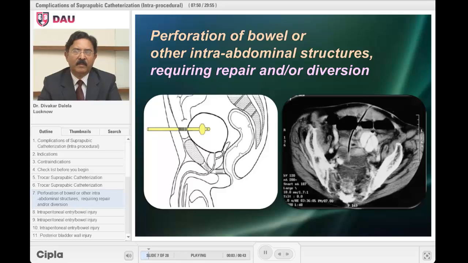The perforation of bowel or any other abdominal structure is a really major complication. And you see, when you put a suprapubic catheter in those patients where the bowel loops come in front of the bladder, sometimes in children, sometimes in thin-built individuals, sometimes in obese individuals, then you can transgress through the intestinal loops and can create really bad injuries. So it is important that you know how to make a diagnosis of this complication.